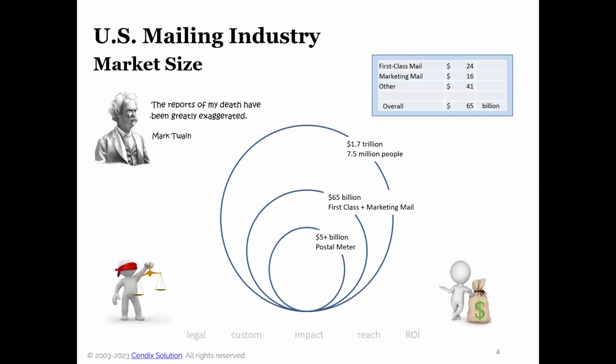We can see that looking at the industry size, that's a $1.7 trillion industry. And this is the extended industry with production, et cetera. But if we look at just first class and marketing mail, first class mail is what you might get if you went to the postal service and you bought a first class stamp. Marketing mail is something that's specific to advertising. The postage rates are a little lower, but it takes a little longer. We'll talk more about that. But if we just look at first class and marketing mail, that's a $65 billion market.